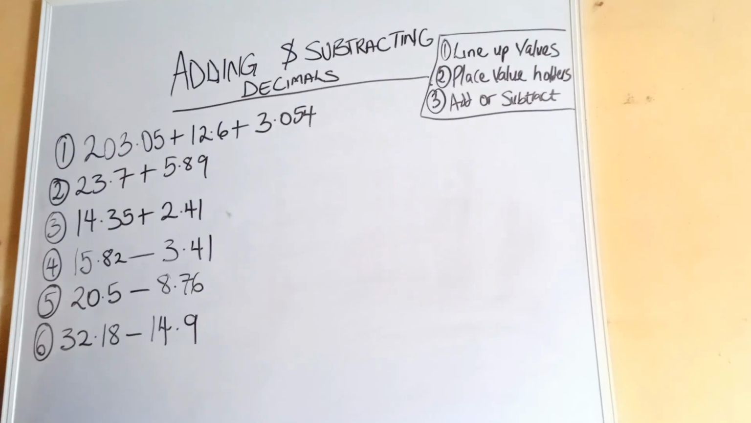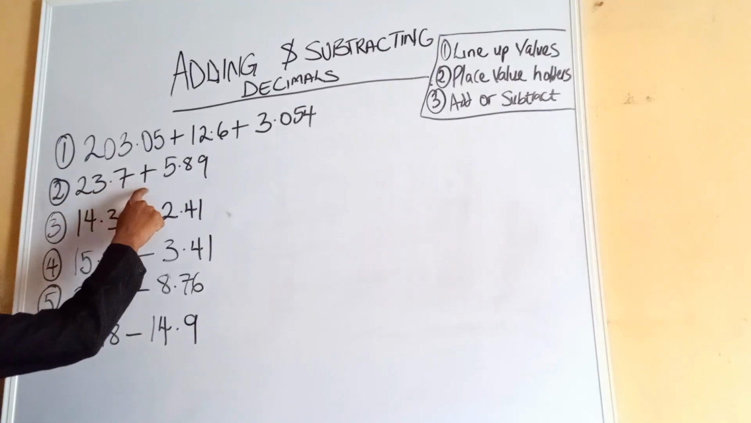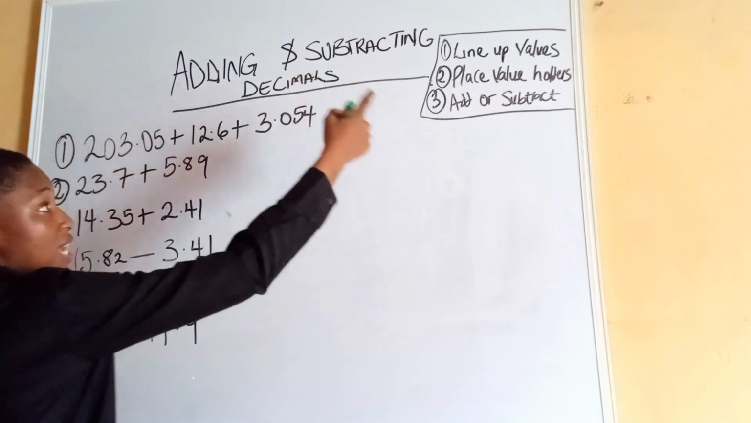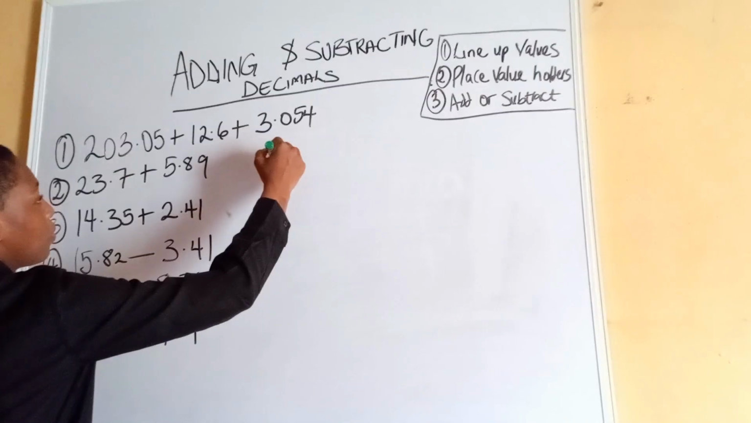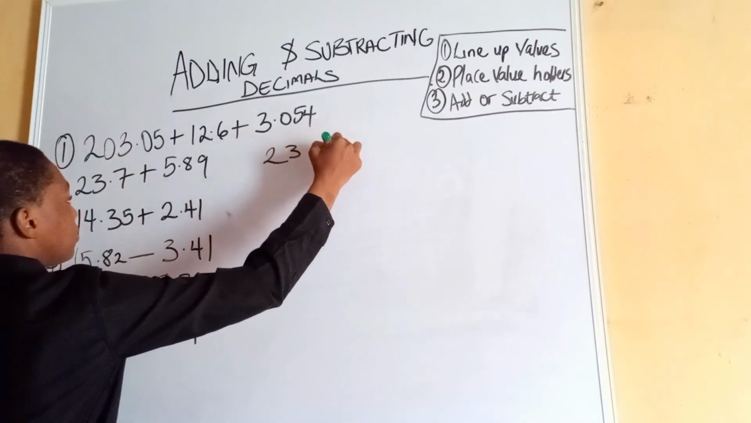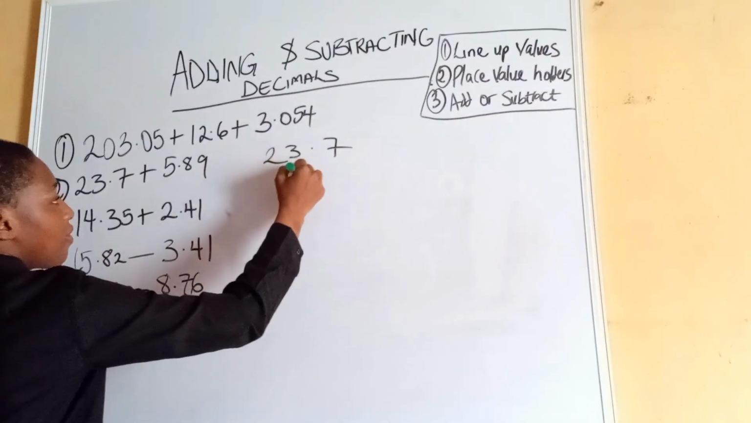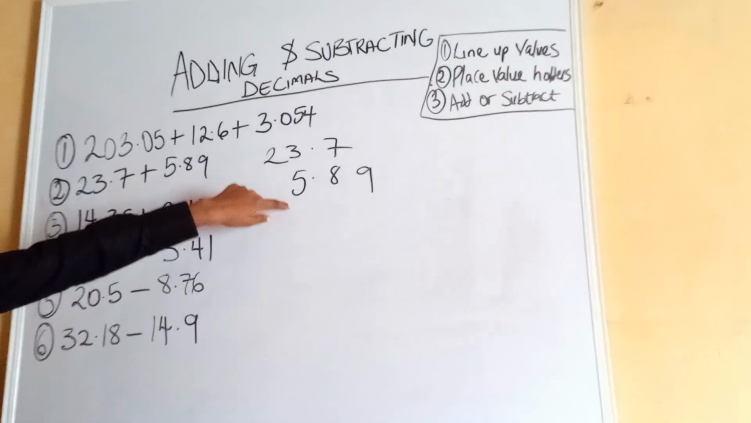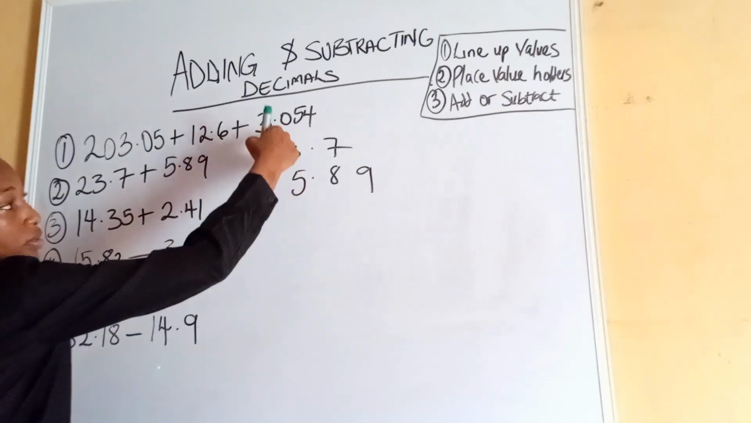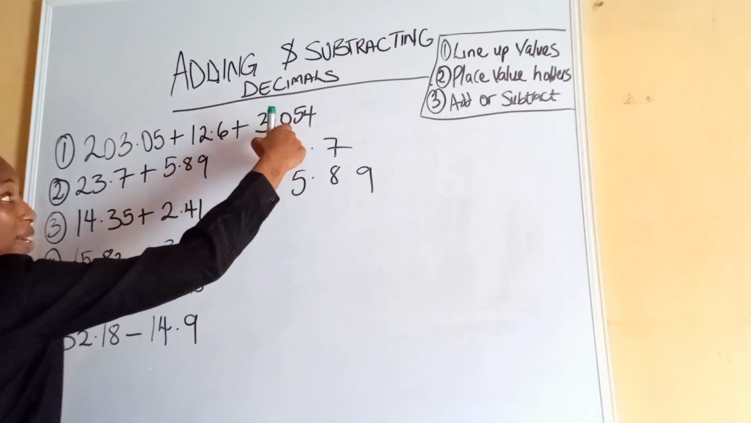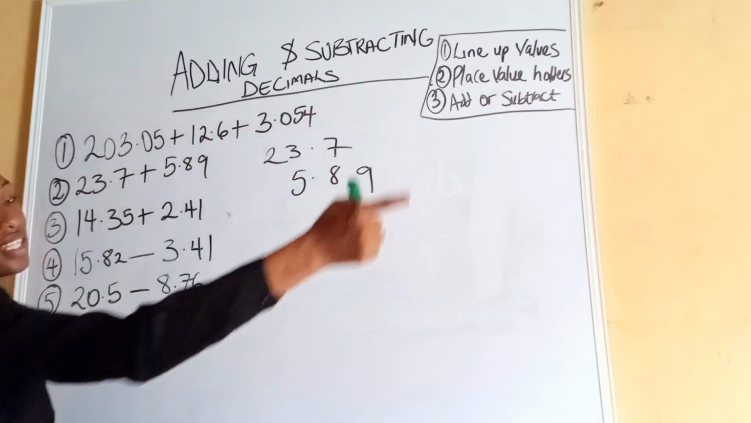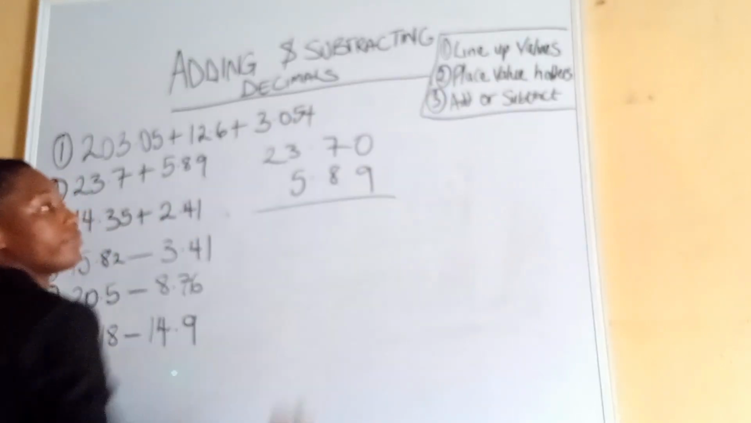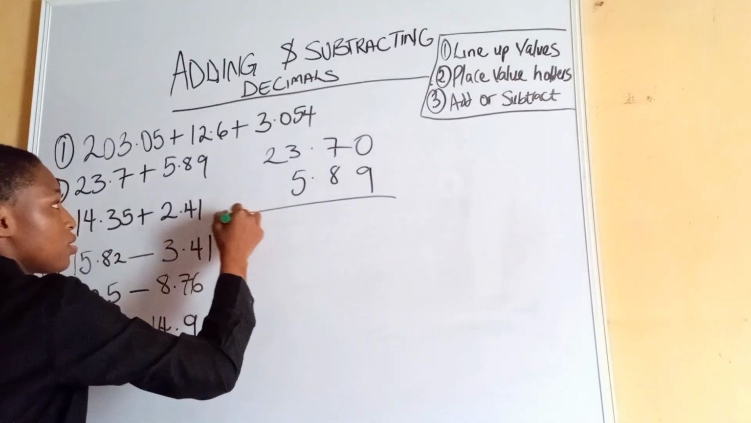All right. For the next question, we have 23.7 plus 5.89. So again, the rule says line up the values first. So we line it up. We have 23.7, and this one, that's 5.89. So you can see my units, my ones, they are aligned. Remember, there's a difference between these units and the tenths after the decimal. So my place value, I'll add 0 to this, right? So I'll add it.